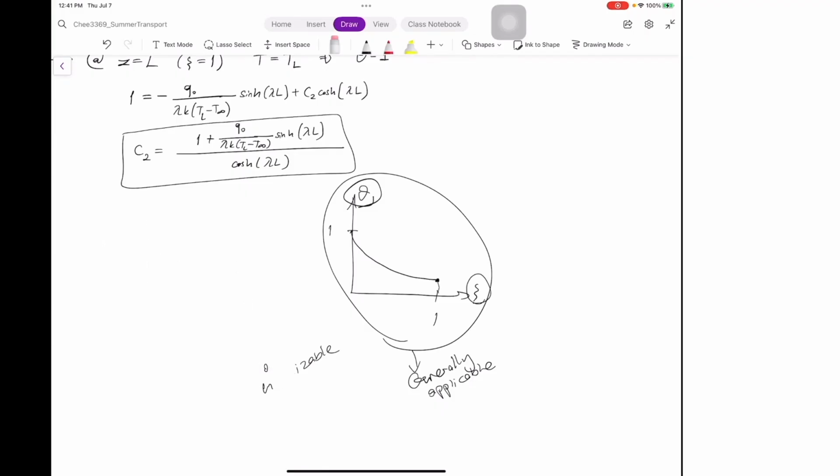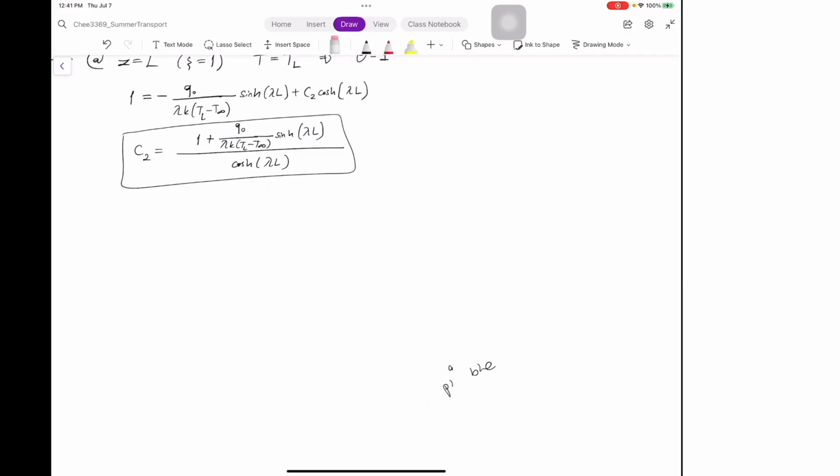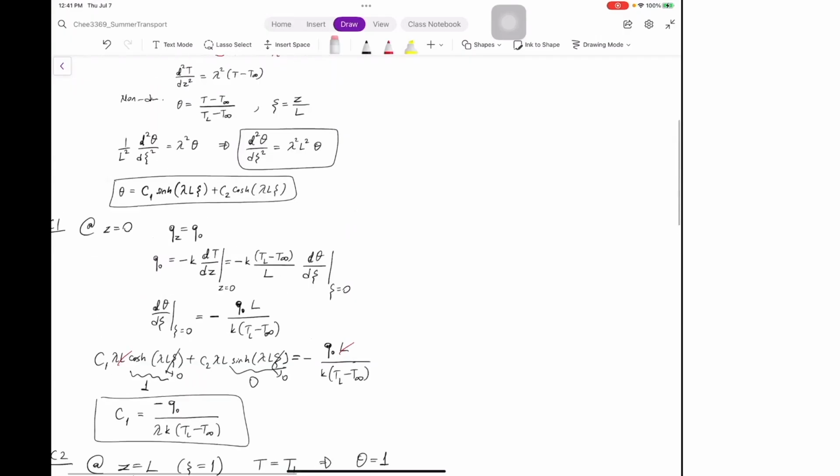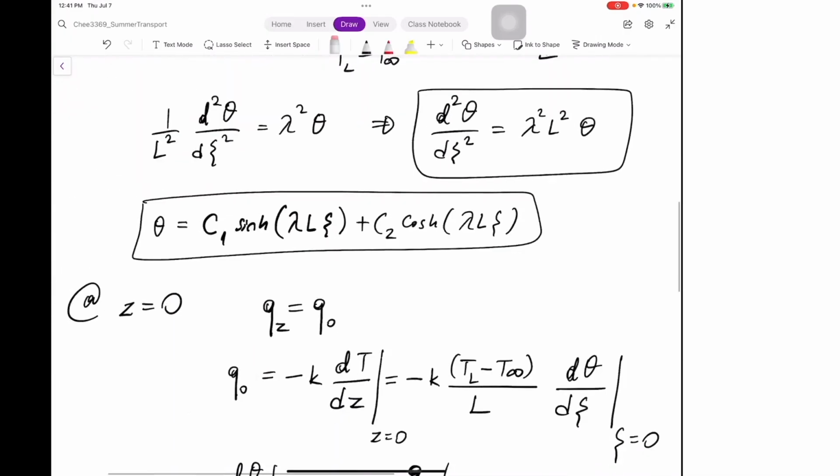Okay, so we had found the temperature profiles. The only thing you need to do is plug in those C1 and C2 in this theta expression, and that's it. That's your temperature profile. Part B, using the relation obtained in Part A, derive an expression for the steady state heat transfer rate between the rod and air.